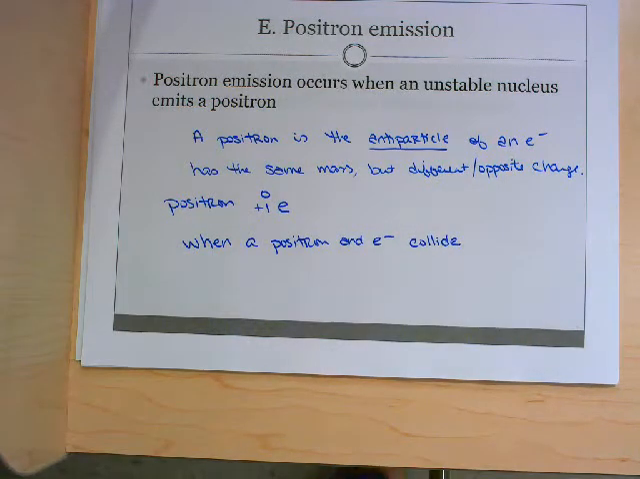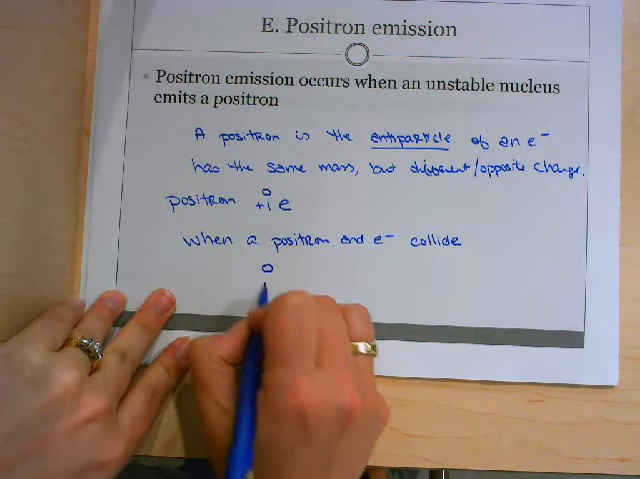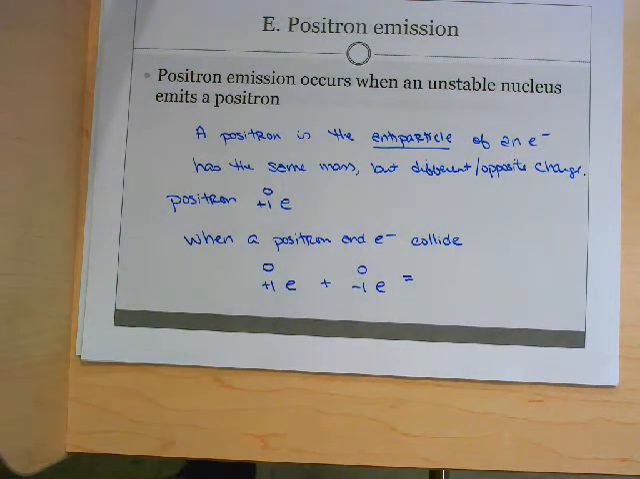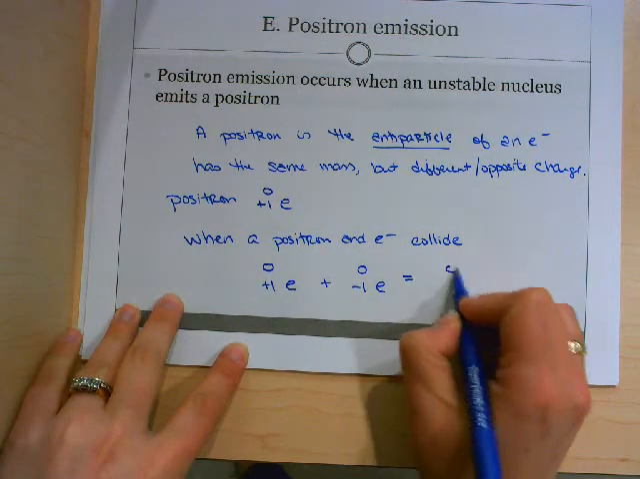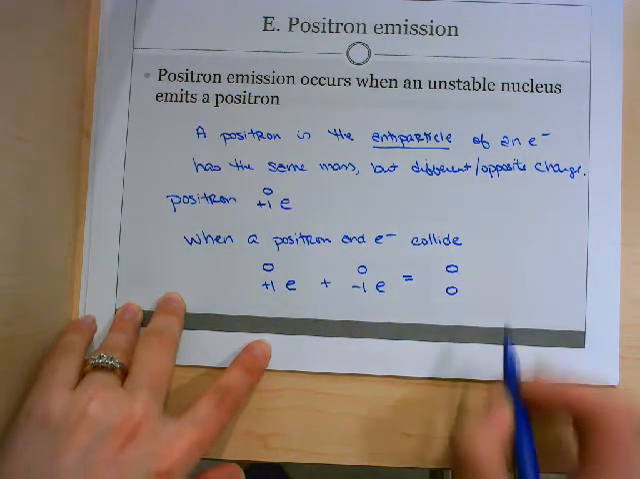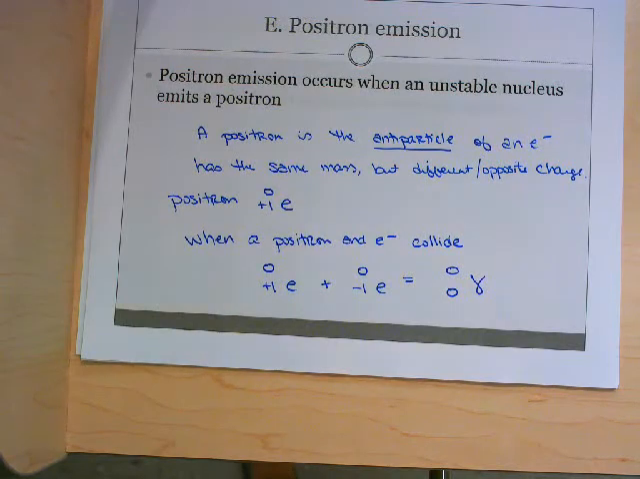So when you have a positron and an electron collide, what should I make? Let's add at the top. What's 0? +1 minus 1 is 0. What's our 0, 0? A gamma ray. Which means when they collide together, they're going to give off this ray. This energy is emitted.